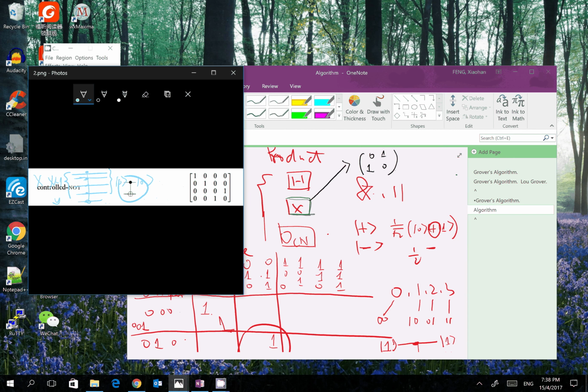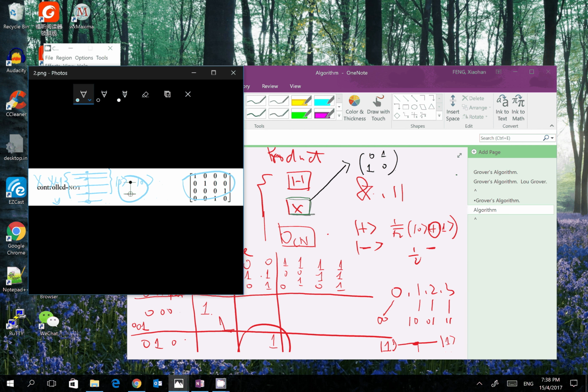And we will focus on the 2 qubit to be searched, and this is the control NOT gate for the 2 qubit. For 2 qubit to be involved, 1 qubit controls NOT the other.